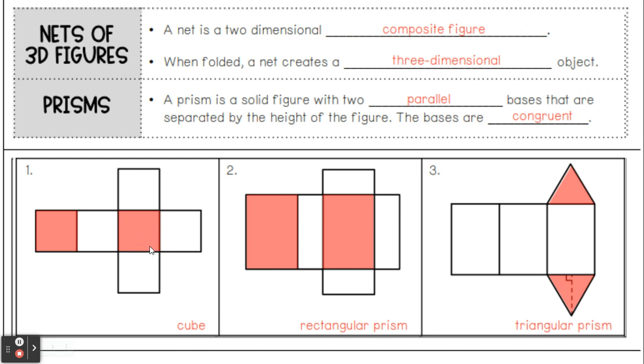So this one, you can see that its bases are squares and its faces are squares. We'll call this a cube, but it also could be called a rectangular prism because, as I said, squares are rectangles. In this one, my bases are rectangles, my faces are rectangles, so we've got another rectangular prism. In this one, my bases are triangles, so it's going to be a triangular prism because I have the triangle bases and I have 3 rectangular faces. That's what makes it a prism.